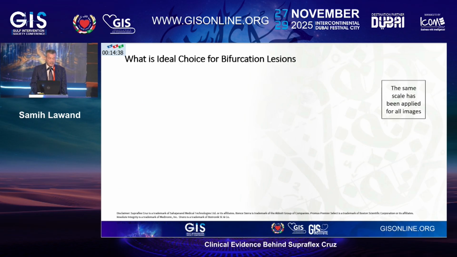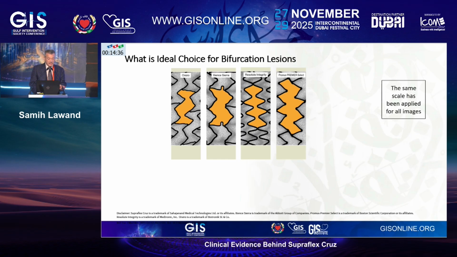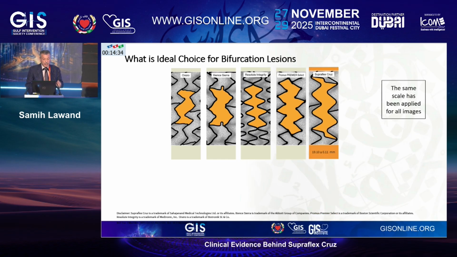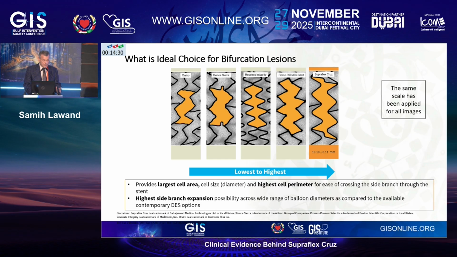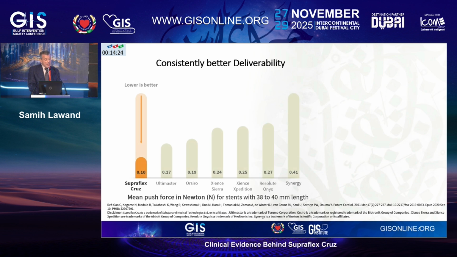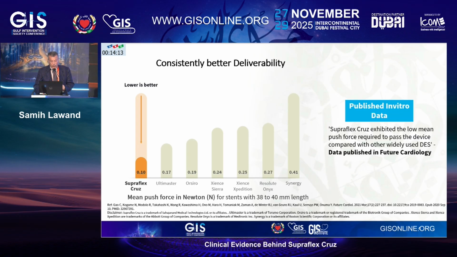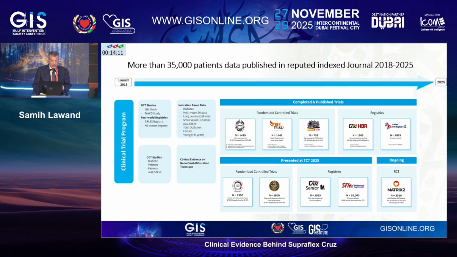Of course, the differences between sizes of the stents that we usually use and that of Supraflex is not to be overemphasized because it has the largest cell area, highest perimeters, and highest side branch expansions. In an in vitro study, you can see that the power needed to advance a Supraflex compared to all known stents that we have was much lower, and this is published data.